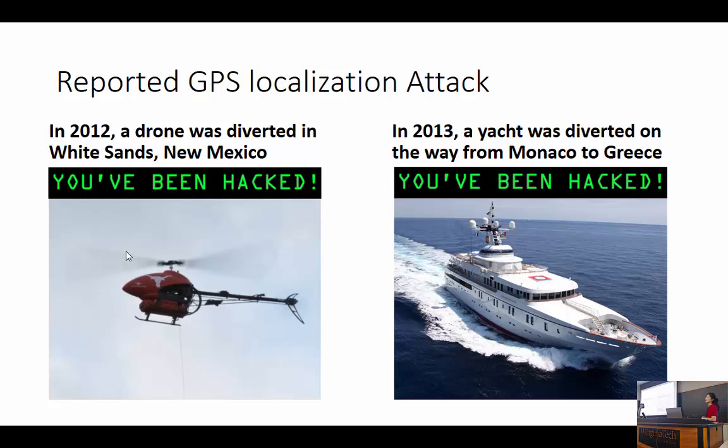And there are also reports about GPS attacks on localization services. For example, I think the same University of Texas at Austin group did this attack on a drone and a boat in 2012 and 2013. Both times they successfully diverted the drone and the boat to a different route than the original plan.